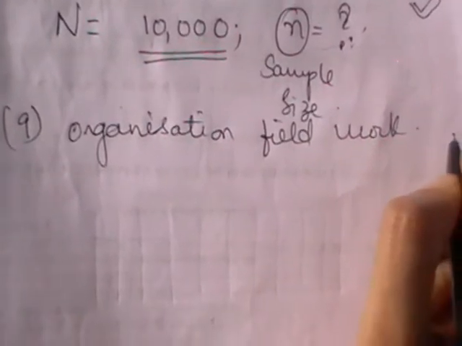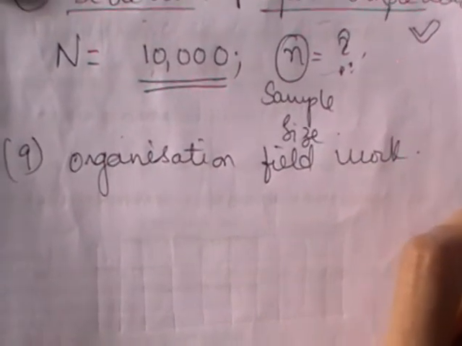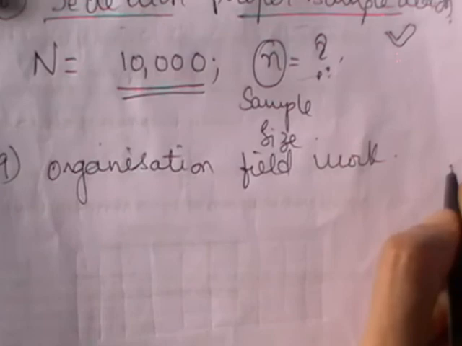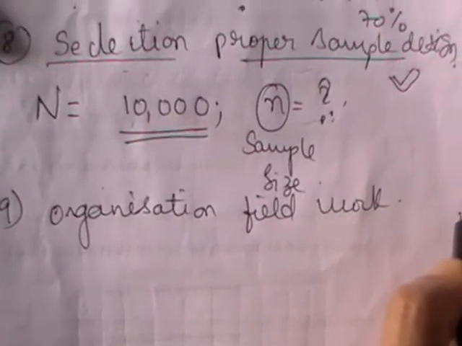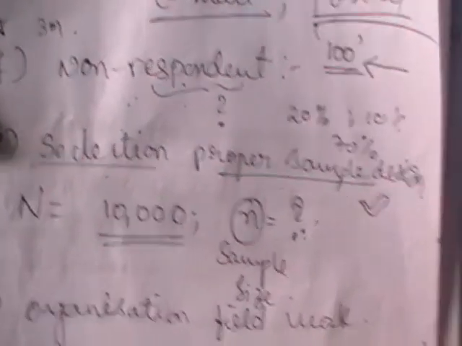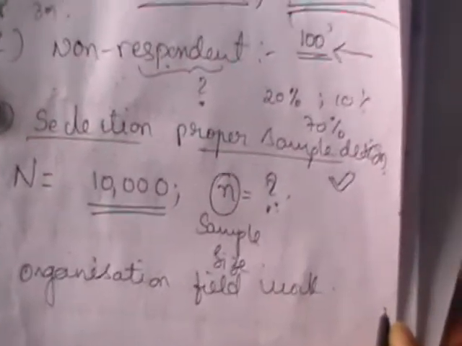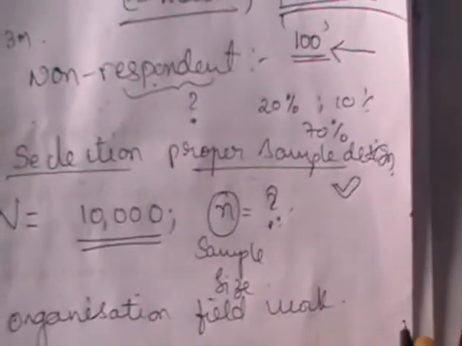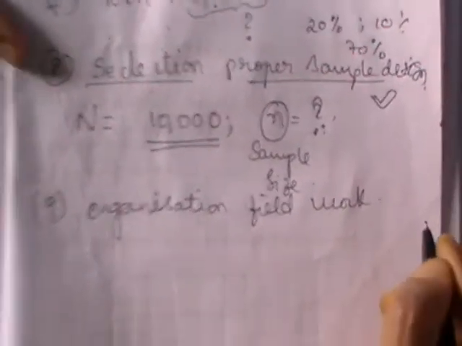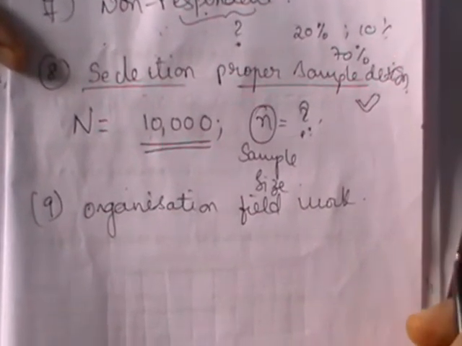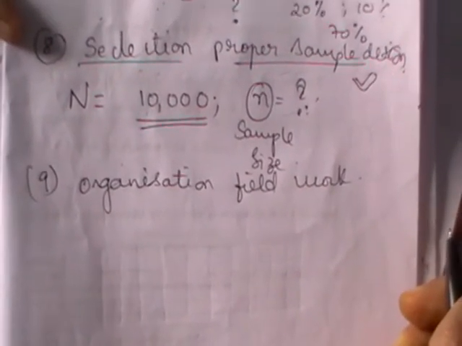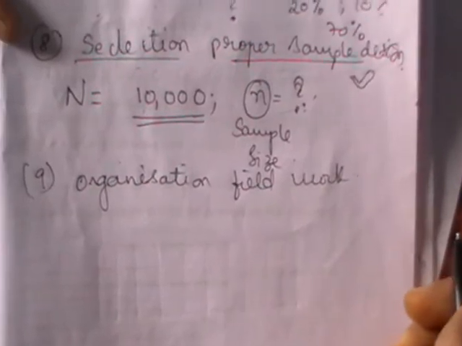So, who is the investigator? The person who collects the information is called the investigator. If the investigator is not properly trained, or if he doesn't have much patience, you are not going to get good data from the respondent.